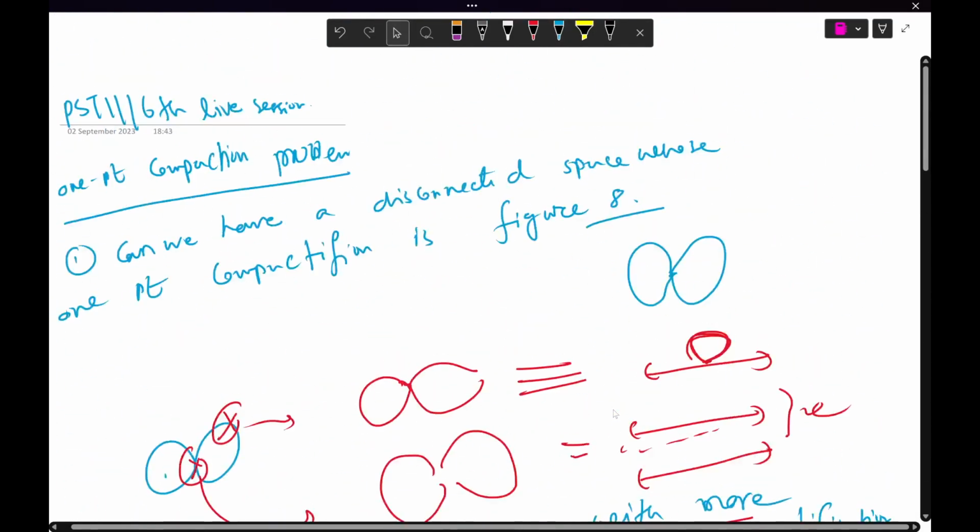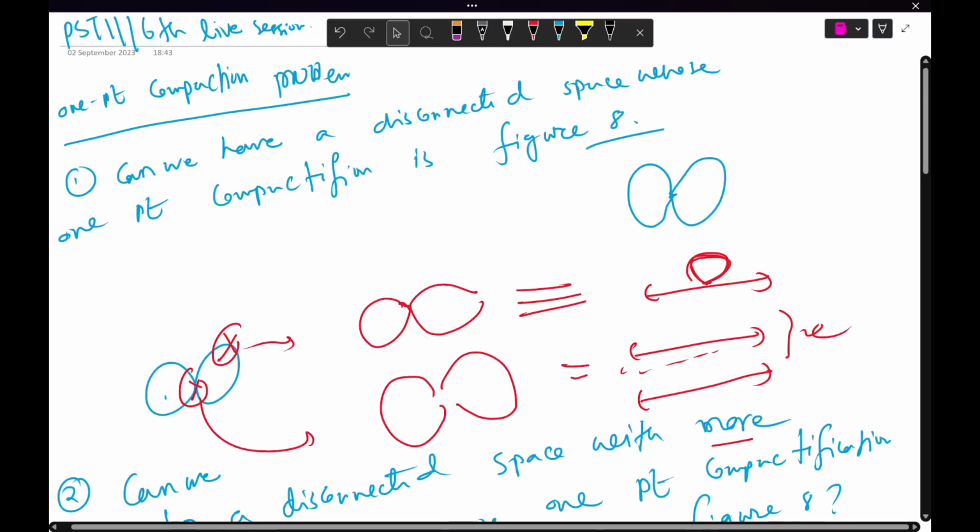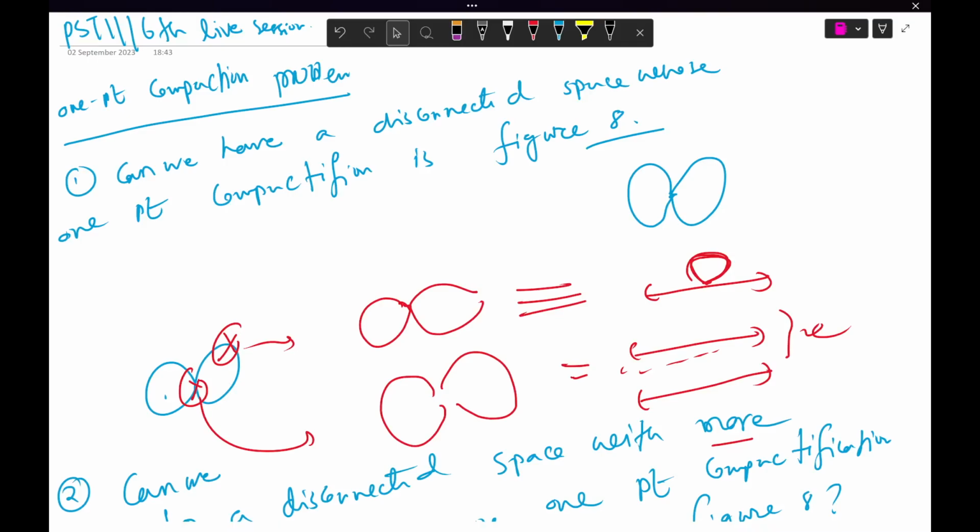So first let me tell what I have discussed so far. Today I started with one example from the one-point compactification. The first question was: is it possible to get a discrete space whose one-point compactification is figure 8? Okay, so for that what we have done, so basically we need to find a space whose one-point compactification is figure 8, right?